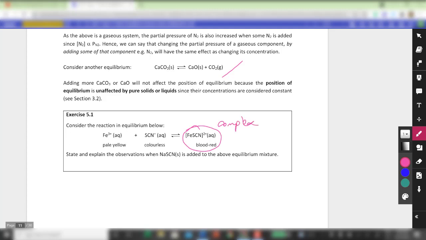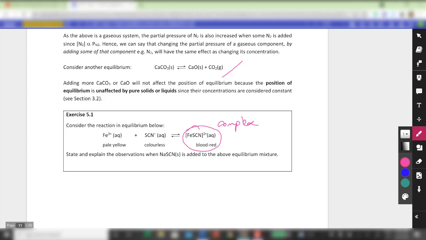Then you are asked to state and explain the observation when sodium thiocyanate is added to the above equilibrium mixture. So when I add more thiocyanate in, a stress is being made to the system in equilibrium. So the system needs to re-establish the equilibrium. How does it re-establish the equilibrium? The position of equilibrium will shift to the right.